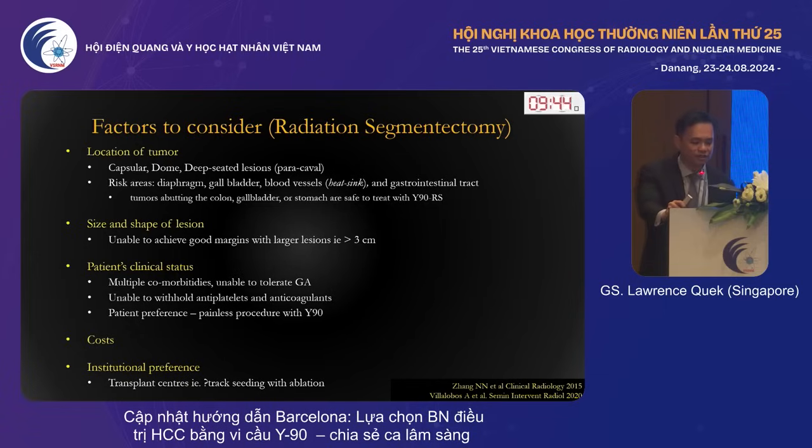Now, size and shape of lesion is important. Not all tumors read textbook. They don't come in one big round. They come in different shapes and sizes. So you need to do multi-probe placement for ablation to ensure that you get the margins.